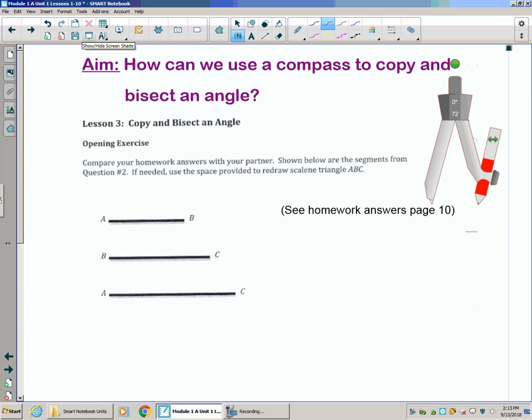Of the video for lesson 3 in the Module 1 packet, copying and bisecting an angle. In the opening exercise, they're asking us to construct a scalene triangle. And a scalene triangle is just any triangle with 3 different lengths for the 3 different sides of the triangle. They give us the 3 sides here, shown AB, BC, and AC.